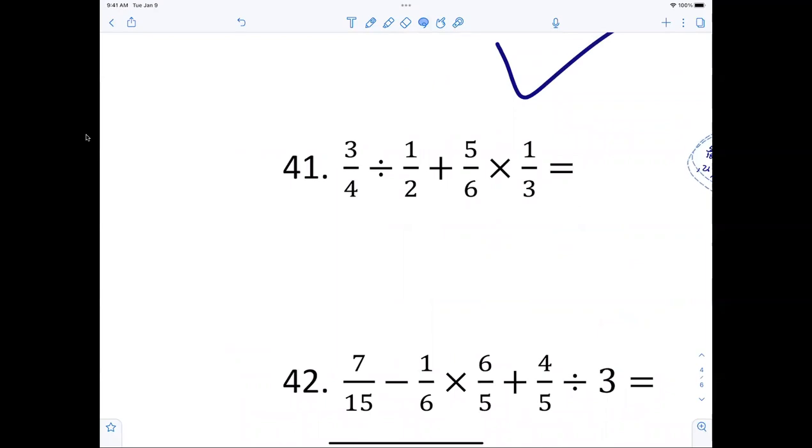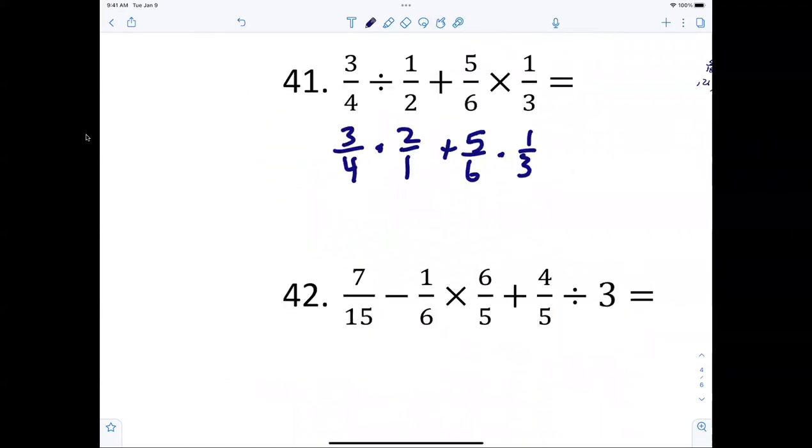Here we go. 3/4 divided by 1/2. What am I supposed to do right off the bat? Turn it into a multiplication. So 3/4 times what? 2 over 1. Plus 5/6 times 1/3. Okay. So now we have to do the multiplication before we do the addition.